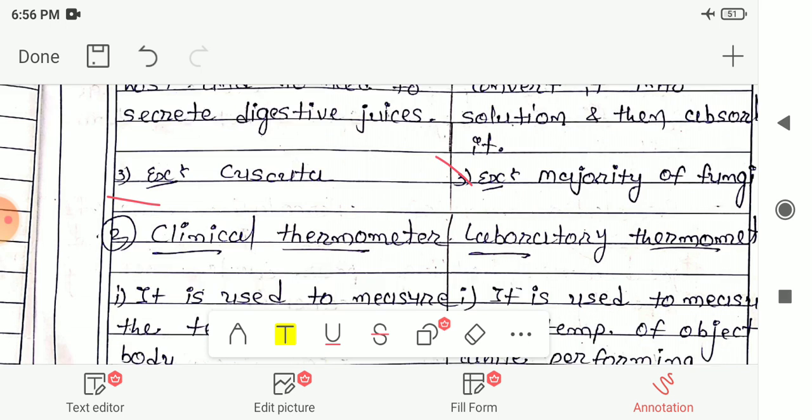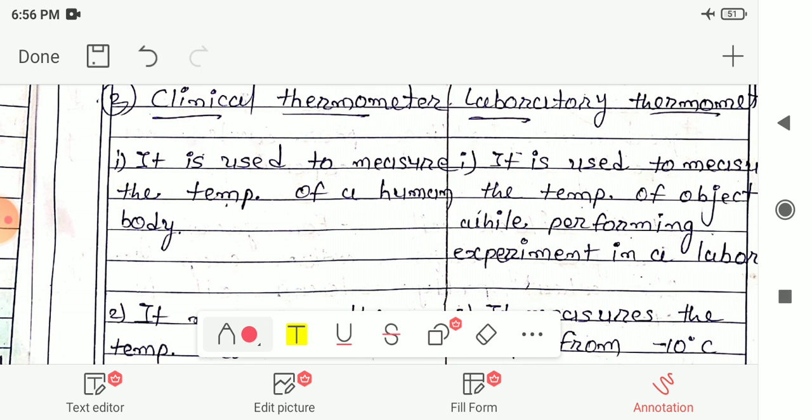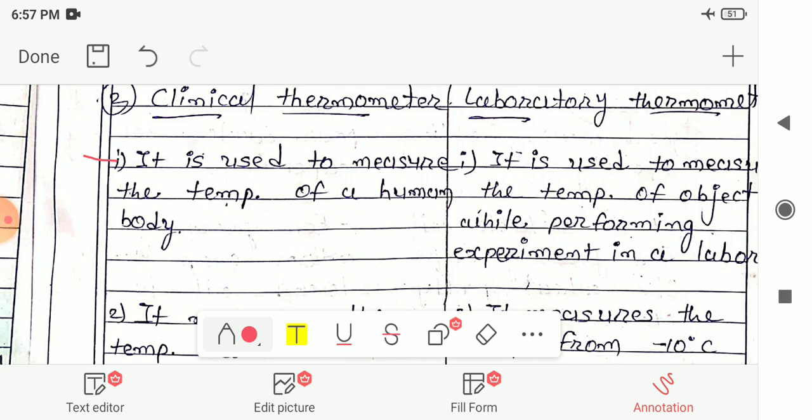Another difference was between the clinical thermometer and the laboratory thermometer. So now let us see the difference between them. The first difference is, a clinical thermometer is used to measure the temperature of a human body, and a laboratory thermometer is used to measure the temperature of an object while performing experiments in the laboratory. In short, it is used in the laboratory, while the clinical thermometer is used by doctors to measure the temperature of the human body.